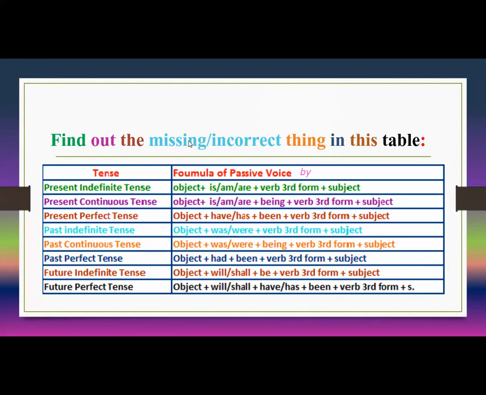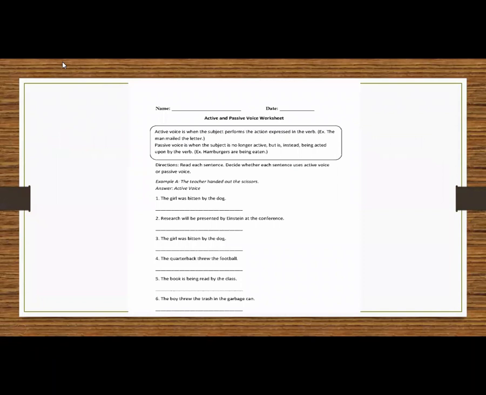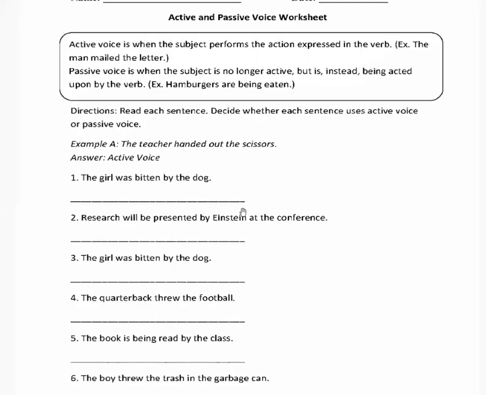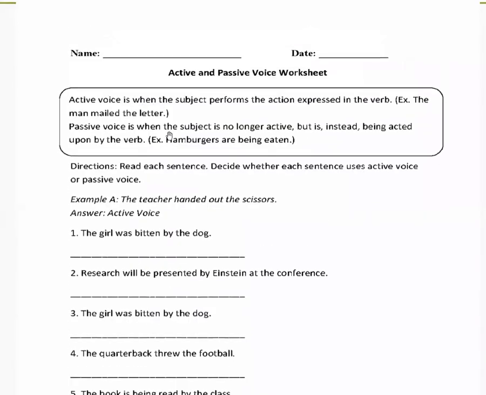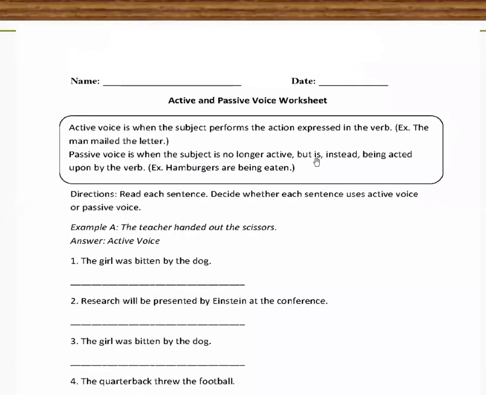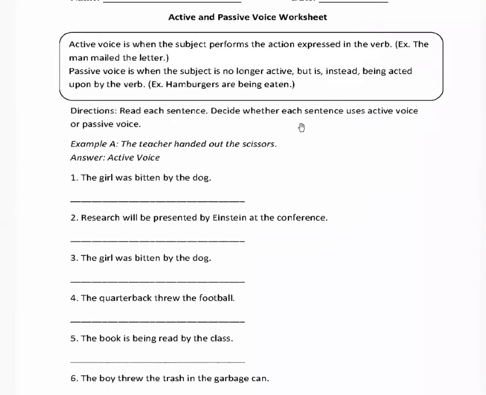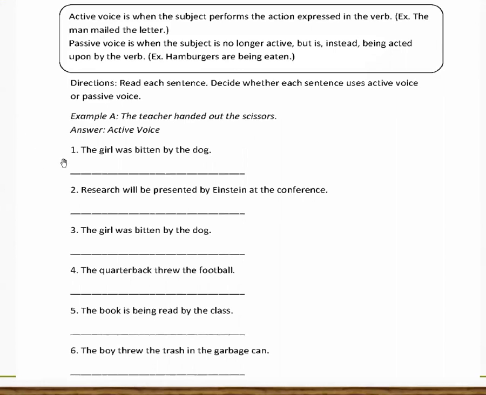The next is an exercise for you. You have to solve it by yourself. Active and passive voice. Name, date. Here in this box there is an example about active and passive voice and the structure. Directions: read each sentence. Decide whether each sentence is using active voice or passive voice. You have to identify. The identification is that active includes the subject first, while passive includes the object first. So you have to identify first, and then change according to the sentence.